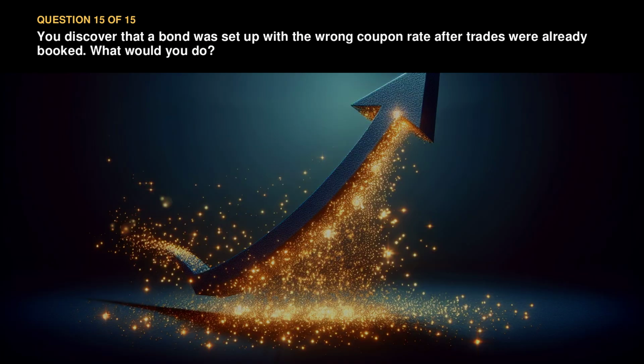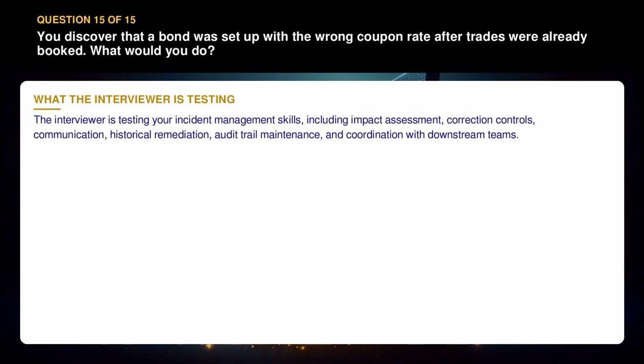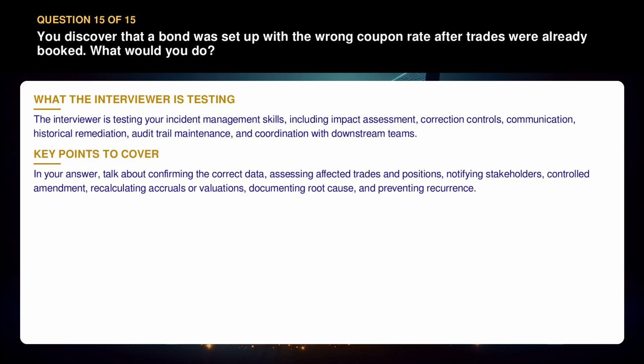Question 15. You discover that a bond was set up with the wrong coupon rate after trades were already booked. What would you do? The interviewer is testing your incident management skills, including impact assessment, correction controls, communication, historical remediation, audit trail maintenance, and coordination with downstream teams. In your answer, talk about confirming the correct data, assessing affected trades and positions, notifying stakeholders, controlled amendment, recalculating accruals or valuations, documenting root cause, and preventing recurrence.